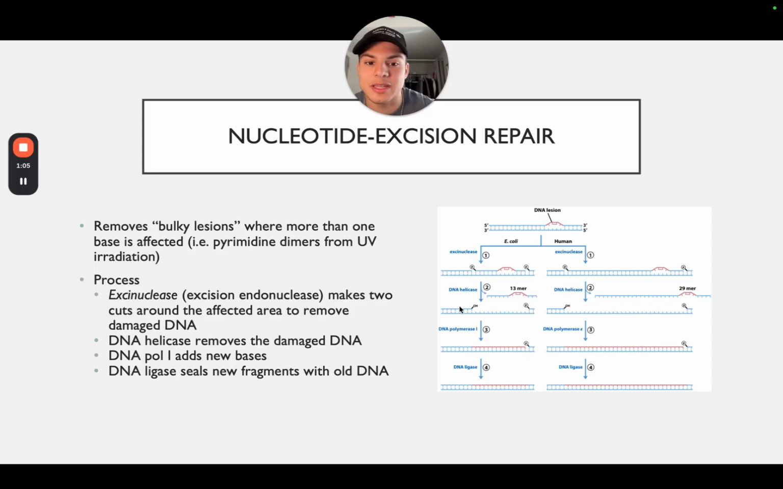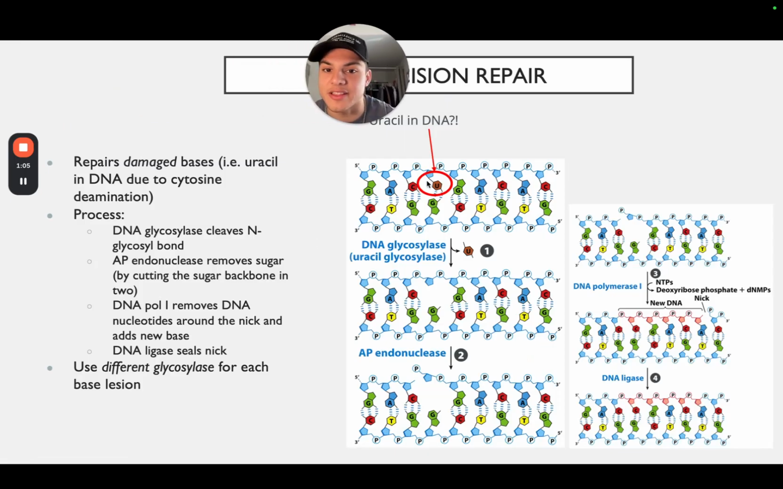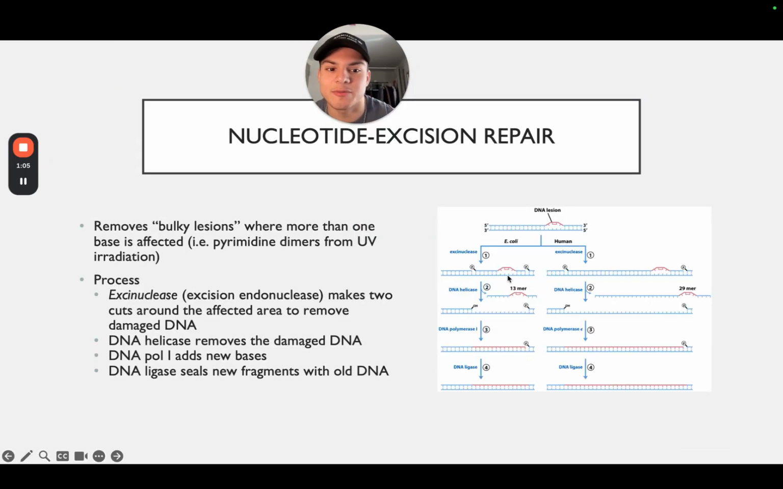So the difference from base excision repair is that there we're literally removing the base and then the sugar, and in this one we're not going to focus on the one base, we're just going to take off the whole stretch of DNA itself. So that's the difference between these two.